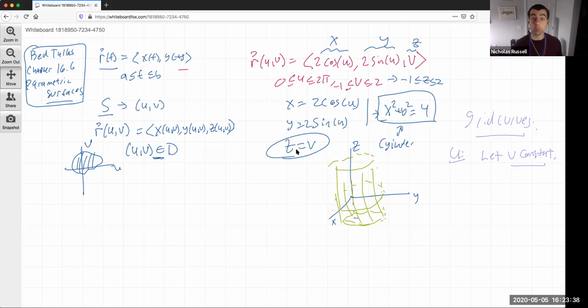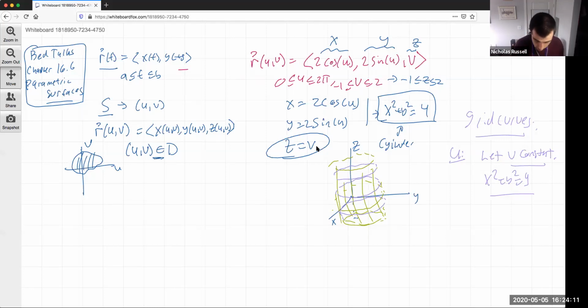And if I move u around, I hope you would agree that it's just going to be the circle of x squared plus y squared equals 4, because it's just wrapping around the cylinder. So what that means is I'm going to have grid curves like this. I keep v constant, and I just go around in this direction here. So we see that these grid curves will look something like x squared plus y squared equals 4. They're just circles with a constant v, which means a constant z height.